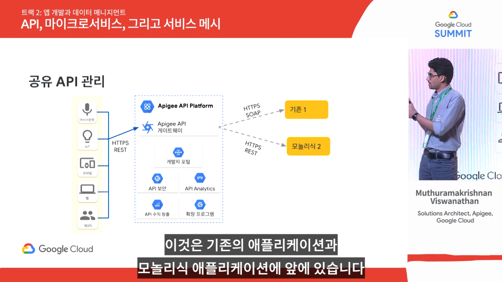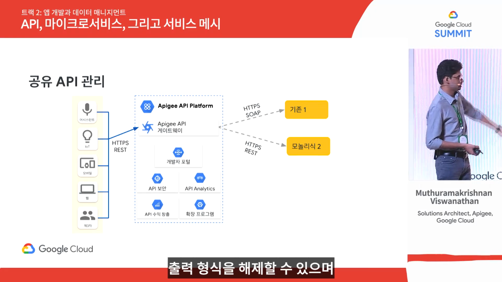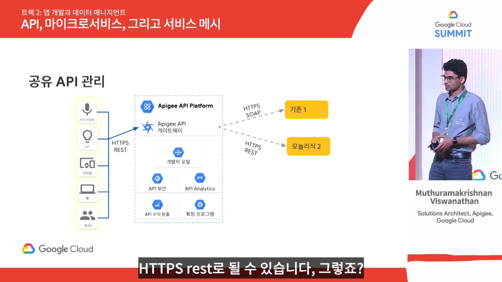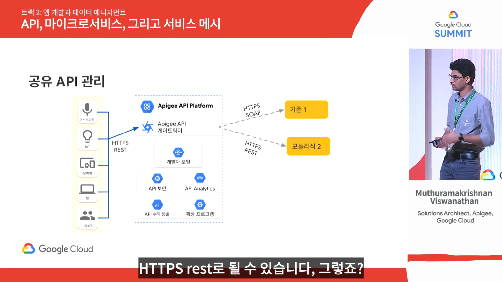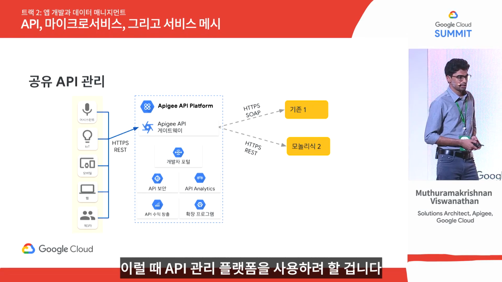So this is where we will think about using an API management layer that is fronting a legacy application and a monolith application, right? And it can be of different formats. The protocol can be HTTPS SOAP or HTTPS REST, so you can have different applications talking in different protocols, right? So that's when we'll think about using an API management platform.